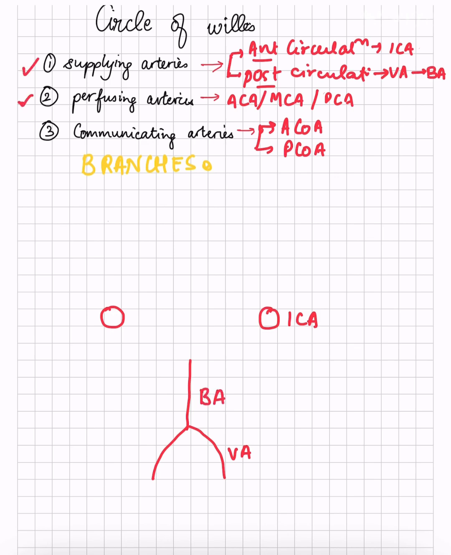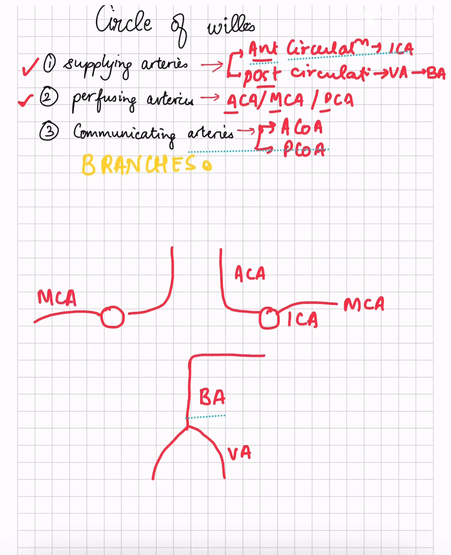Now we will talk about perfusing arteries. As the name suggests, anterior, middle, and posterior cerebral artery. It will be supplying anterior, middle, and posterior part of the brain. Anterior cerebral artery is a branch of internal carotid artery, same as middle cerebral artery, which is also a branch of internal carotid artery. Then comes the posterior cerebral, which is the terminal branch of basilar artery.